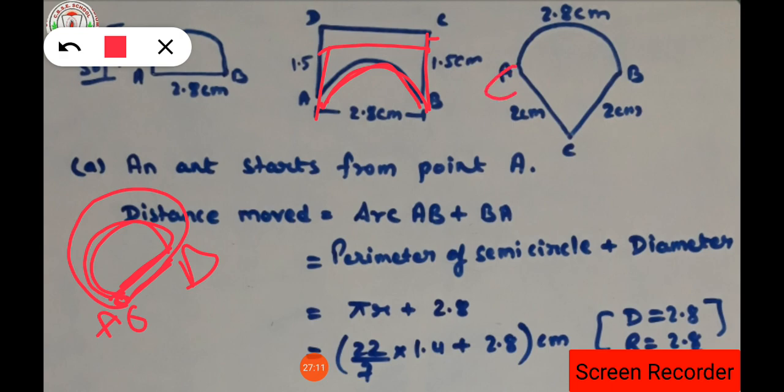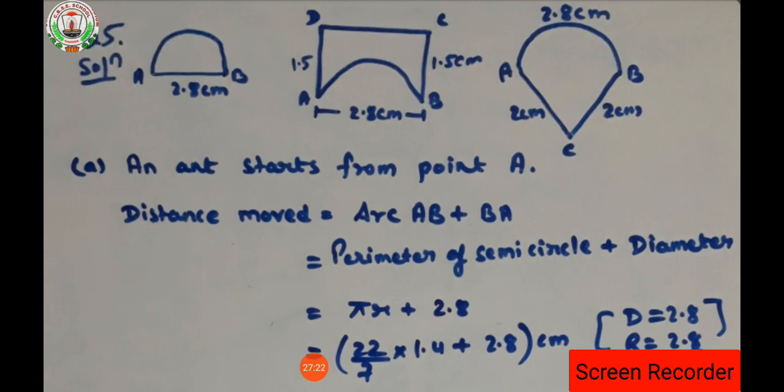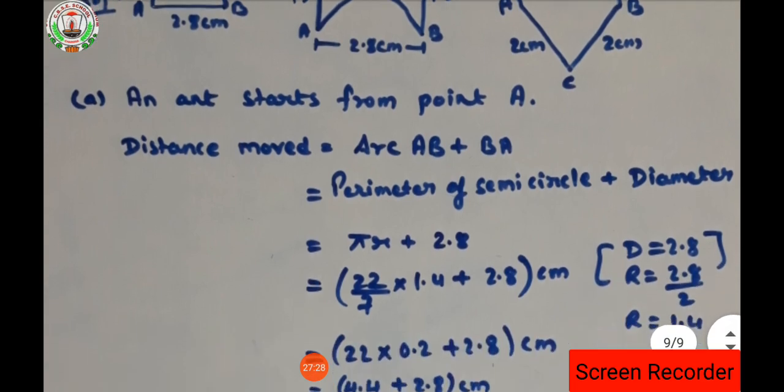In the same way, starting from A, he will walk as AC, CB, then BA, isn't it? So all together the explanation of the questions is only to find the perimeter of these three figures. Okay, so let's see the solution.